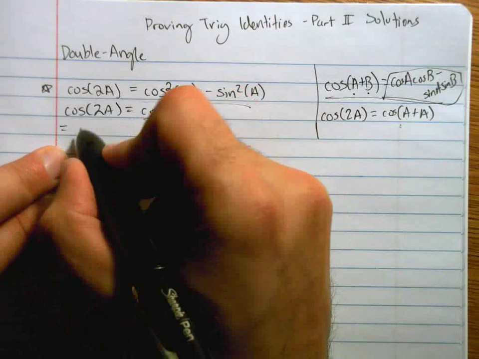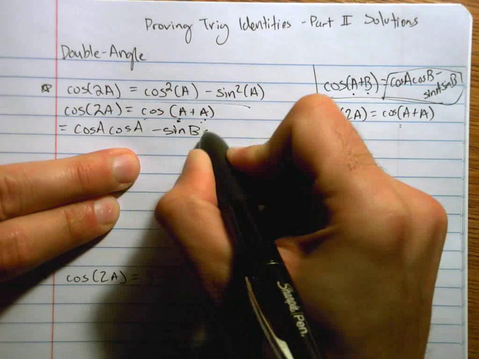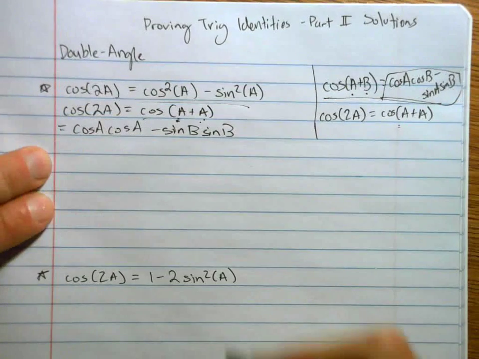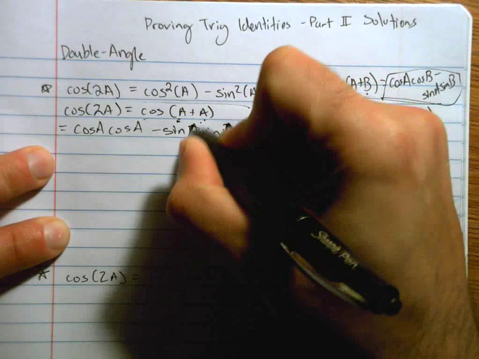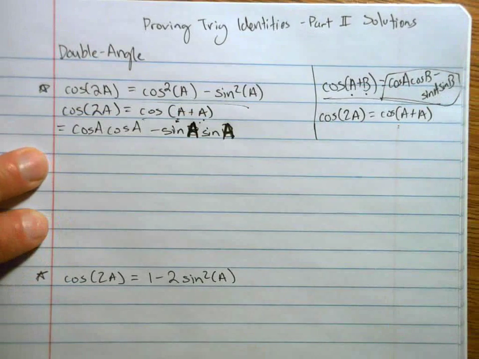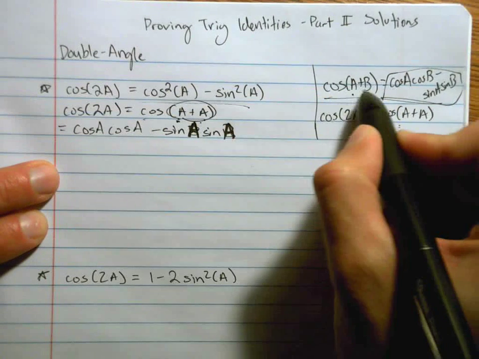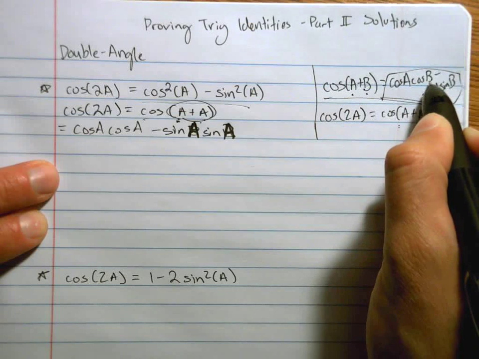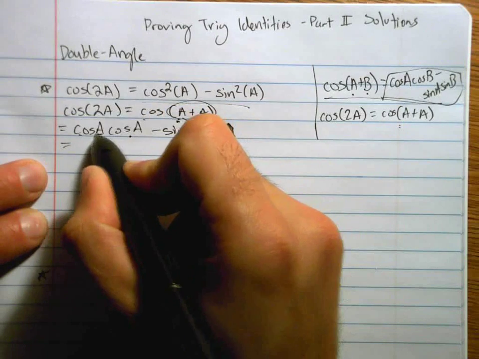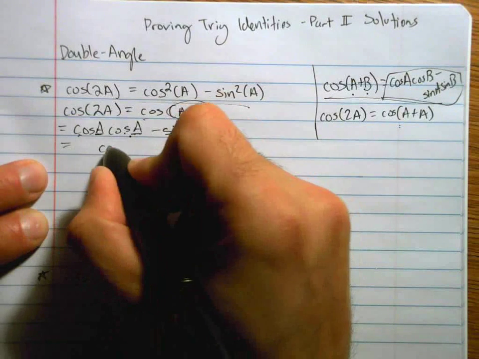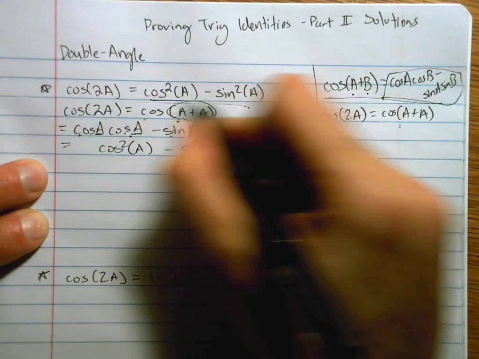I can just write cosine a, cosine a, minus sine a, sine a. Like I said, we don't need to write any b's, even though I did. Why is that? Because I'm plugging in a here, so I just need to replace all the b's with a's. Now, what is this? Cosine times cosine, and it's the same angle, so cosine squared, minus sine times sine, sine squared, and look, that's what I had to prove. I'm done.